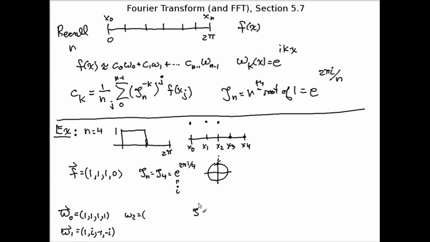And omega 2 is the powers of zeta squared. Well, zeta squared is equal to minus 1. So you put 1, minus 1, 1, minus 1. And then finally, omega 3 is the powers of zeta cubed, which is minus i. So you're getting 1, minus i, minus 1, i.